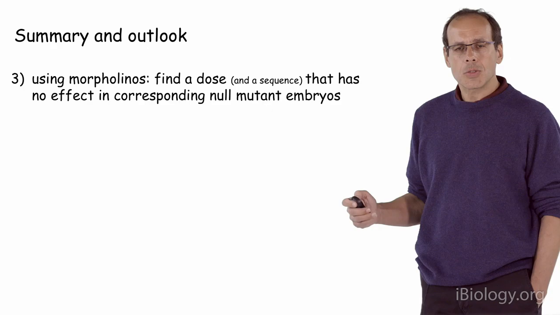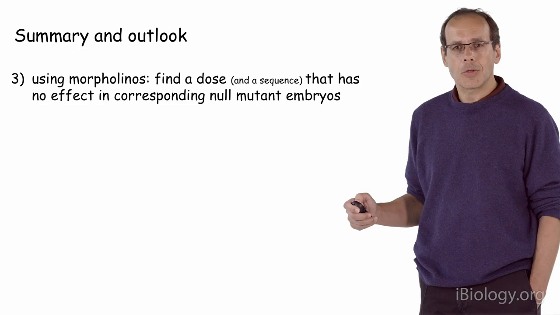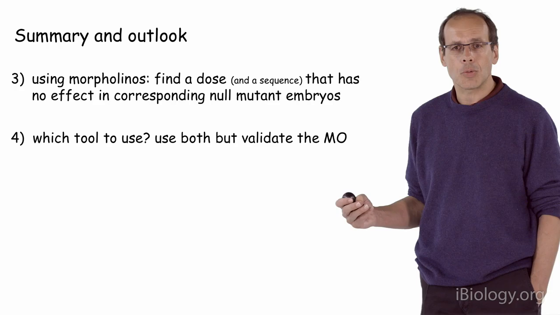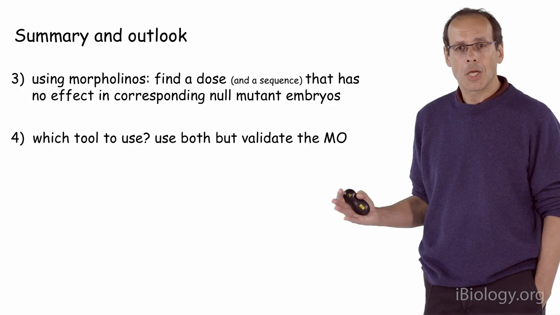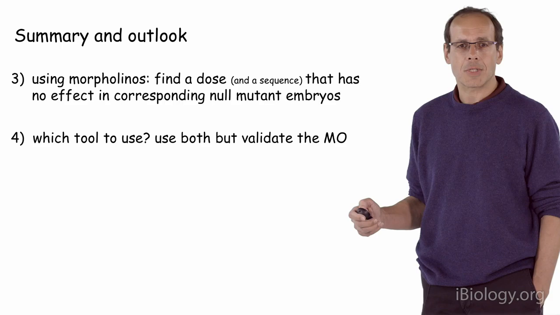Since we do see differences between the morphant and mutant phenotypes, a question of course arises as to which of these phenotypes is the real phenotype and which tool to use. And we would argue that both of these tools, the mutation approach as well as the morpholino or antisense approach, should be used. Even if they give you different answers, both of these answers could in fact be correct, especially if the antisense reagent has been validated previously.